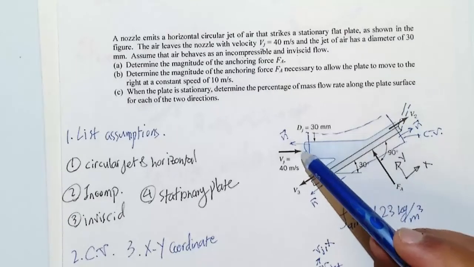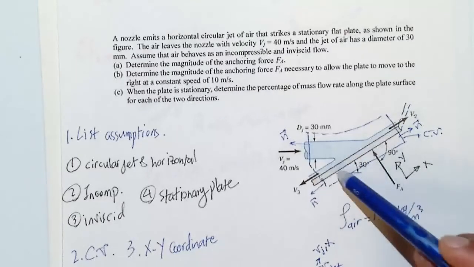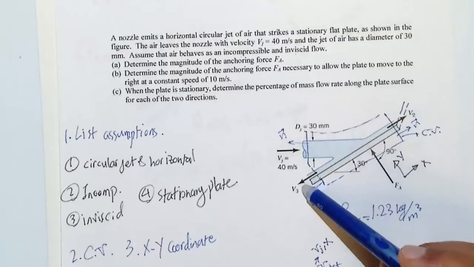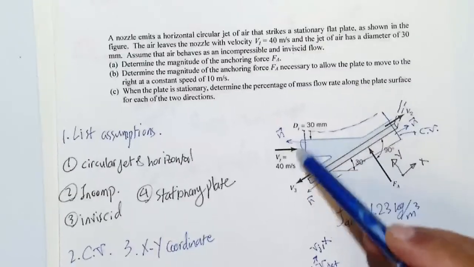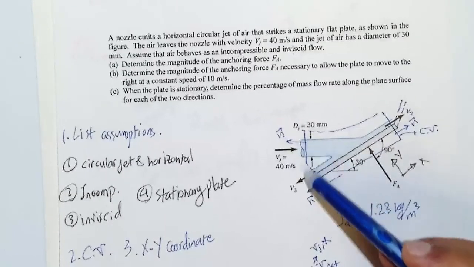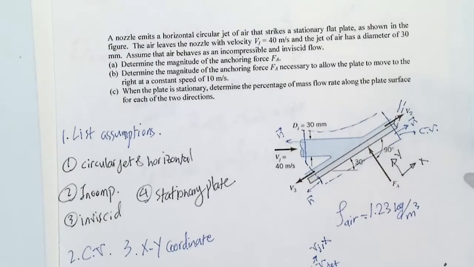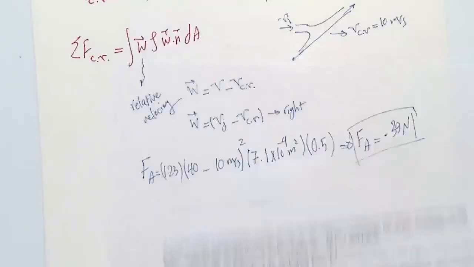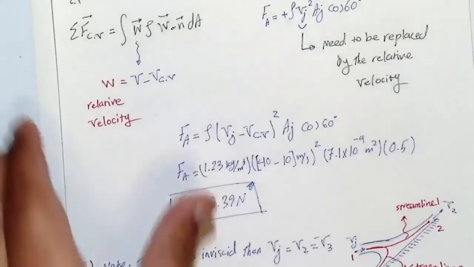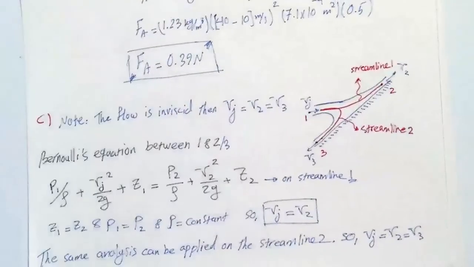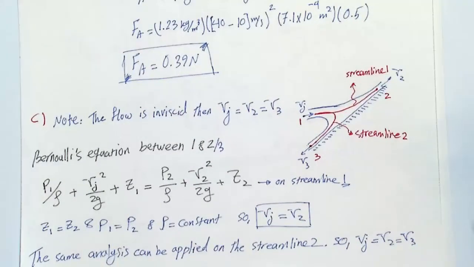Also, if you apply that over here, then the same analysis applies here. The pressures are equal, z are equal, and the only thing is the velocity here and here; the magnitude should be equal. Only the angle changes, but the velocities at 2, 3, and Vj are equal. So I wrote it down here for you and showed you what the streamline is.